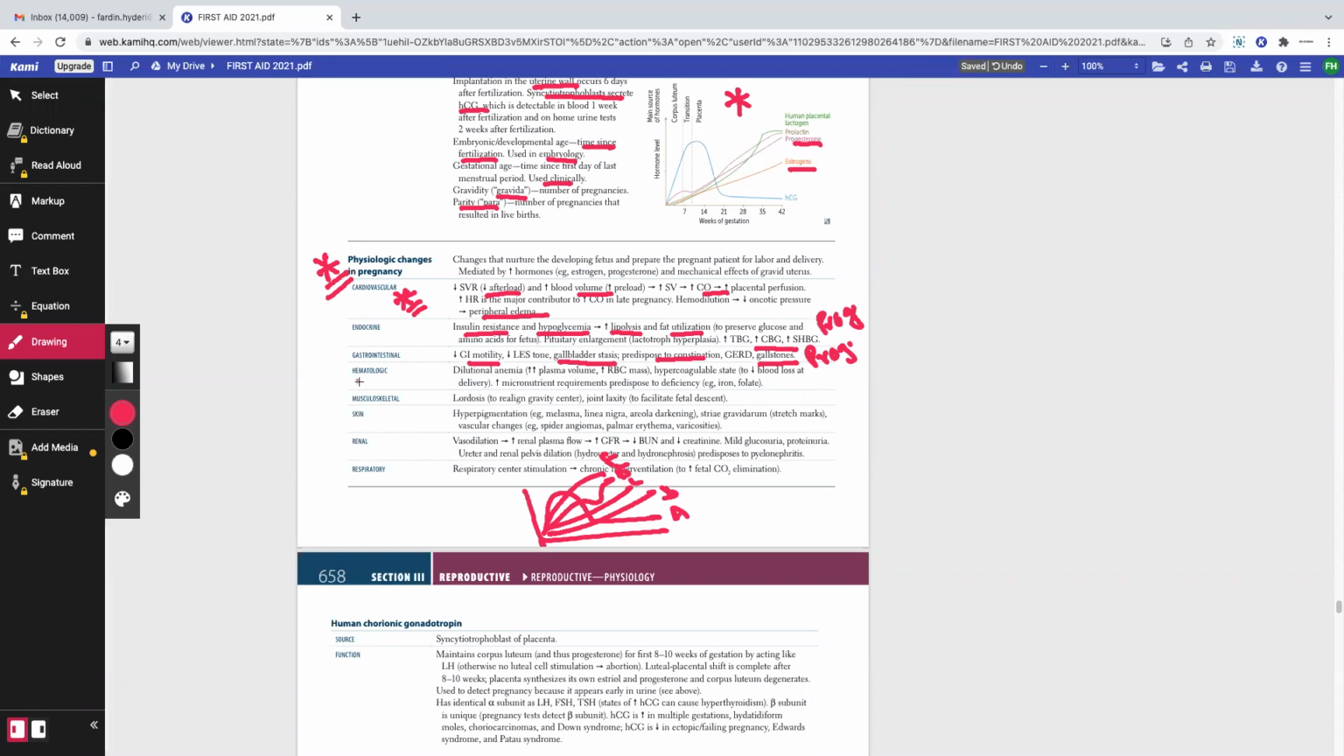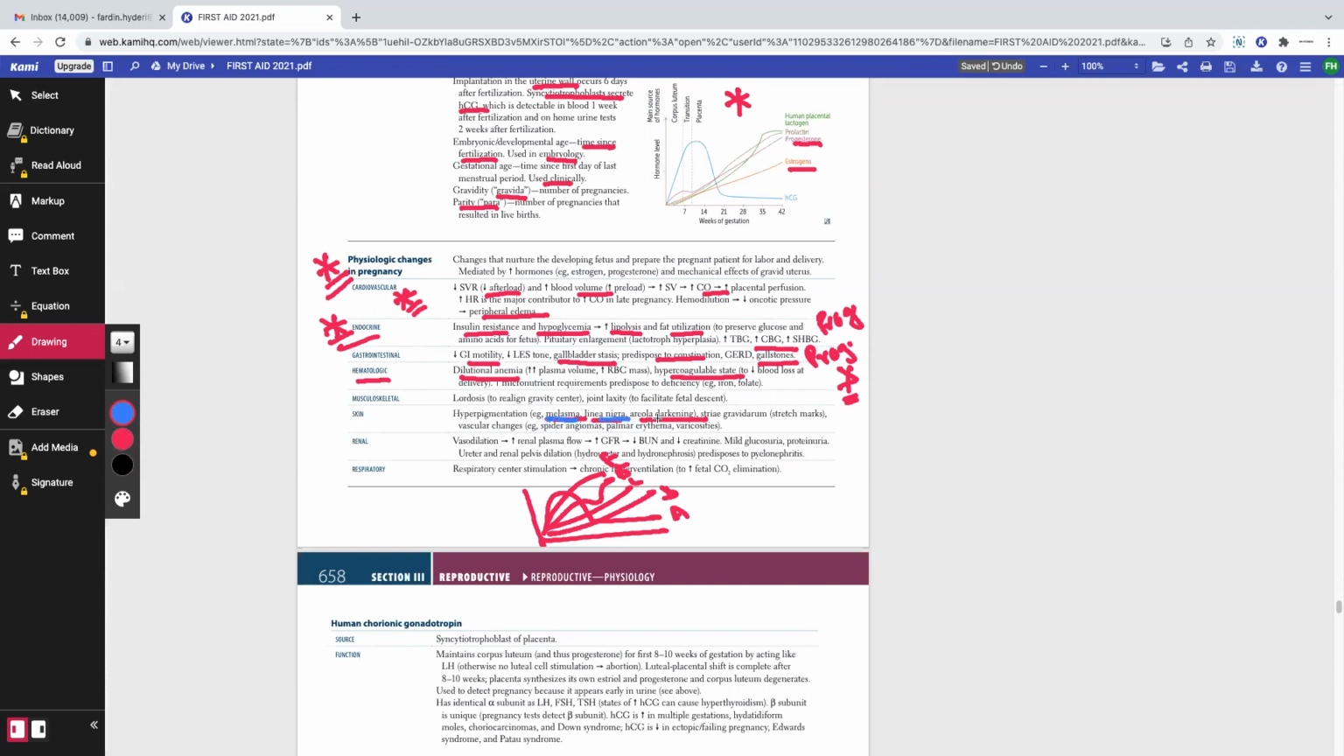So that's it. Hematological, patients can get dilutional anemia. They can be in a hypercoagulable state to decrease blood loss. And increased micronutrient requirements predispose to deficiency of iron and folate. That's not important. What's important is cardiovascular system changes, endocrine system changes, and gallstones. Next one is musculoskeletal, not important. Patients can get lordosis. Skin is important in the sense that we get melasma, linea nigra, and areolar darkening. That's also not very high yield, so I'm going to use my blue pen for this.